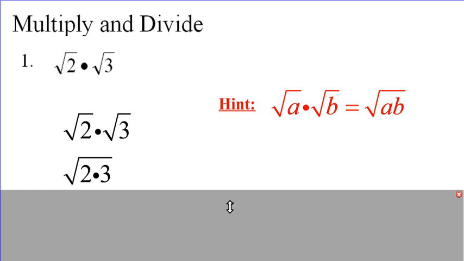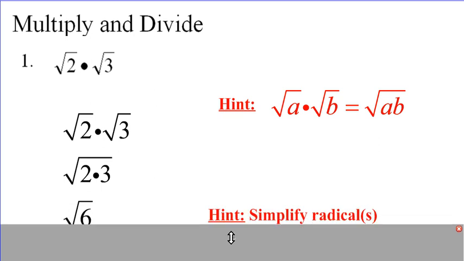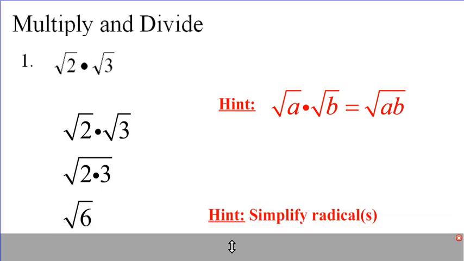2 times 3 is 6. So I have the square root of 6. When we're at this point here, we always want to think about, can we simplify the radical? Does 6 have any perfect square factors? In this case, 6 does not have any perfect square factors, so our simplified answer would be the square root of 6.